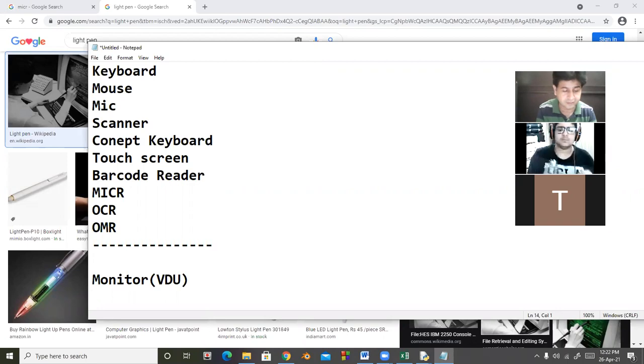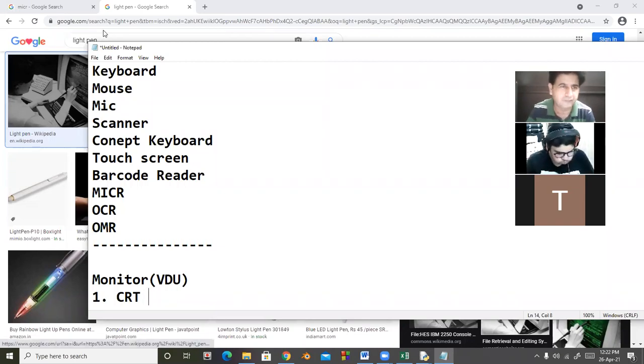There are different types of monitors. Look here. One is your CRT. It is a very old technology, cathode ray tube, and it is a big size monitor, and the clarity is not so good. So look here.